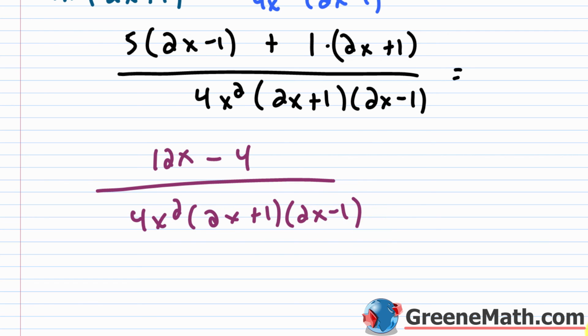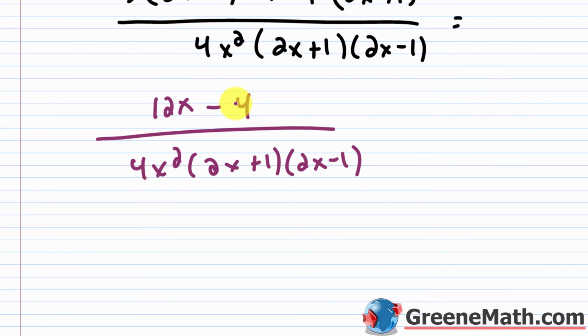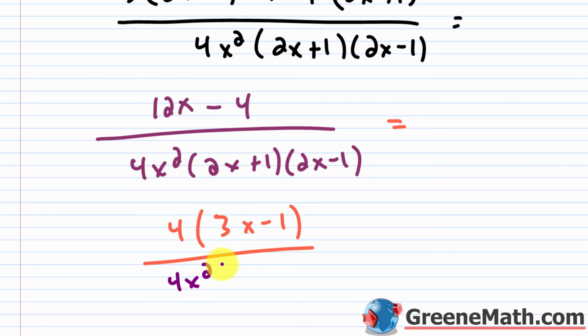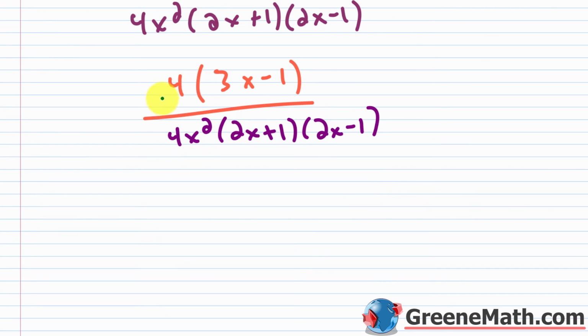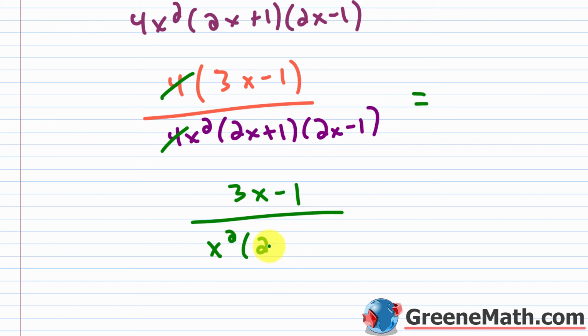Now, can I do anything else? In other words, can I simplify this any further? Well, yeah, actually I can. I can pull out a common factor of 4. So I can say this is 4 times the quantity 3x minus 1, over the 4x squared times the quantity 2x plus 1 times the quantity 2x minus 1. And lastly, we see that this 4 would cancel with this 4. And so my simplified answer is 3x minus 1, and I don't need parentheses, it's not multiplying anything, over x squared times the quantity 2x plus 1 times the quantity 2x minus 1.